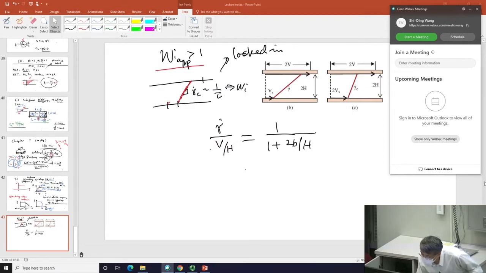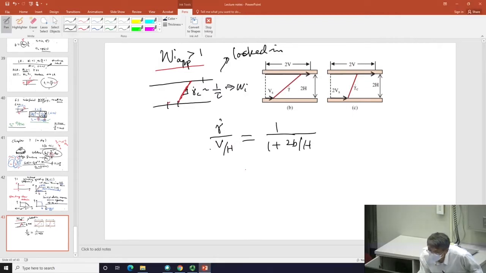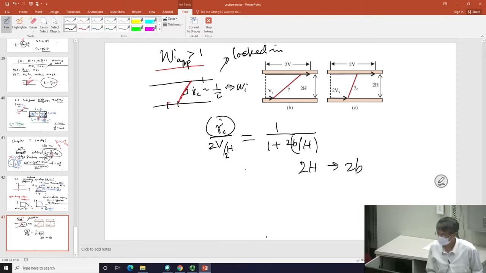I can claim anytime you have slip, basically you are locked into a shear rate like this, no matter what is the gap. So when I double my length, double my gap, I should still have the same rate. Therefore, this must be a constant. Therefore, when I double H, I must have doubled B. And that's exactly this expression.